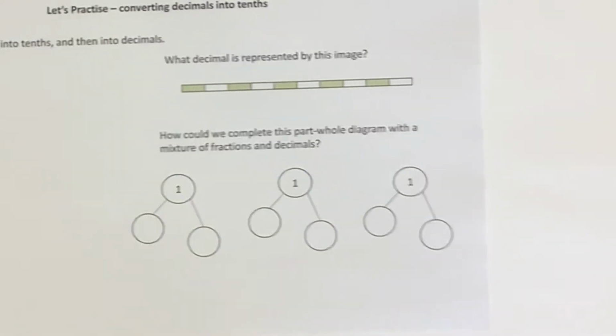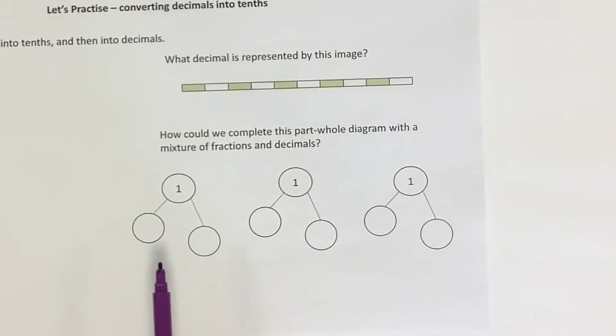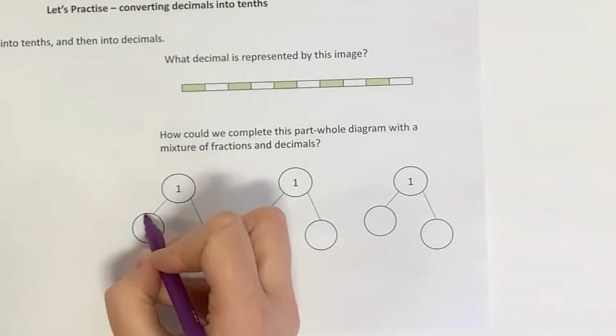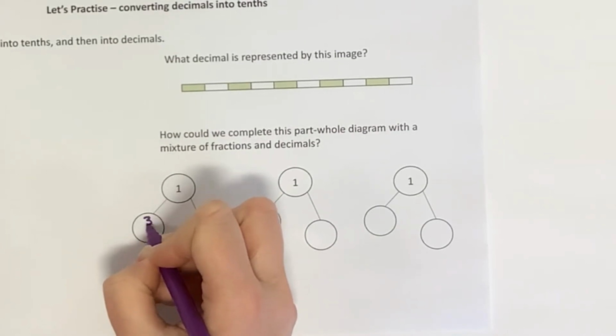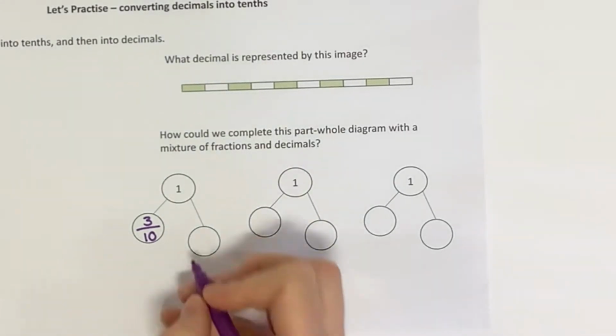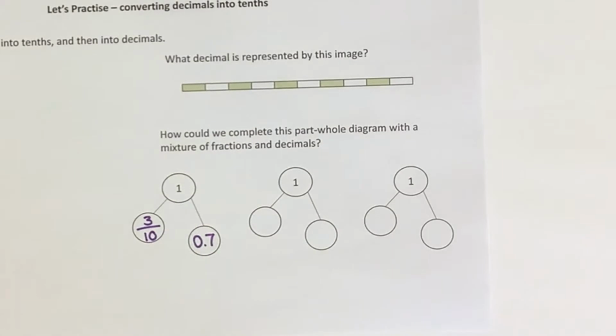Okay, how might we do this as a part whole diagram then? So there's lots and lots of different ways of doing this. We're starting with our whole being 1, actually one whole one. How can we split it up? Well, it says a mixture of fractions and decimals. So I'm going to use my knowledge of tenths, and I'm going to start with a fraction. So I'm going to put 3/10 in this part. Now, I know that 10/10 is a whole one. If I've got 3 there, how many am I going to need there? Hopefully you said 7/10, and I want this one to be a decimal, so 7/10 is 0.7.